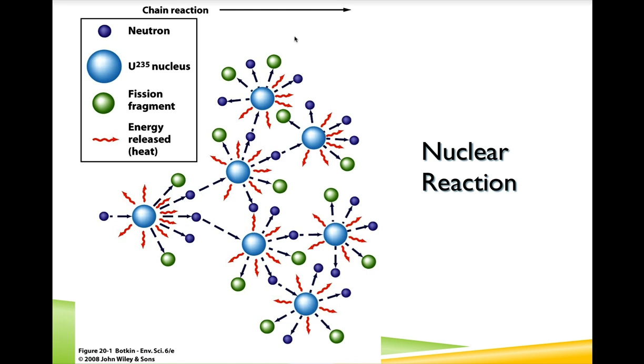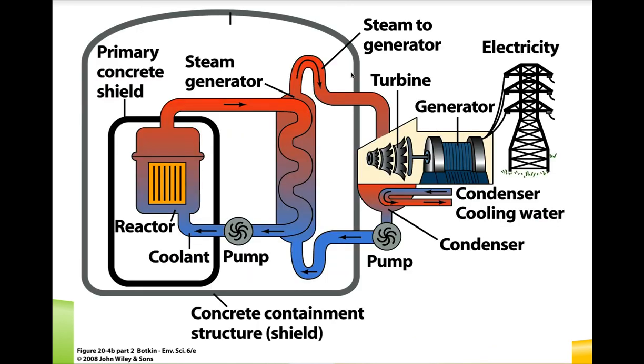But in a controlled manner, we can prevent the reaction from proceeding too quickly, and we can slow the rate of reaction by absorbing these excess neutrons, and we can make sure that it proceeds slowly enough that we can generate and control the amount of heat that's produced.